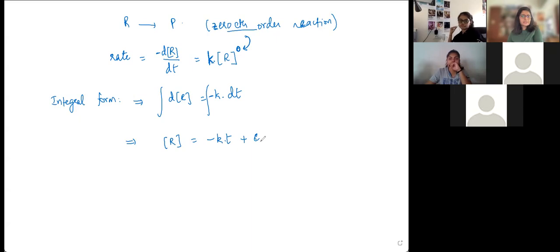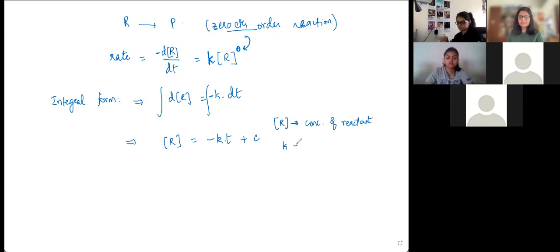Do you guys know what these variables stand for? What is R in square brackets? The reactant concentration. Yes, so this is the concentration of the reactant. This keeps changing as time goes by.